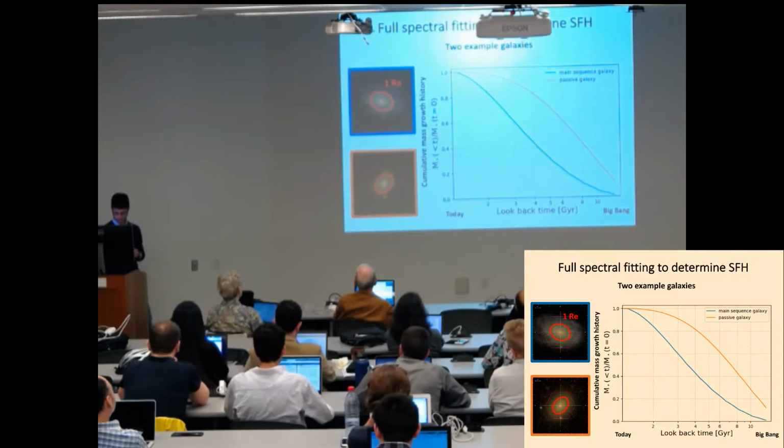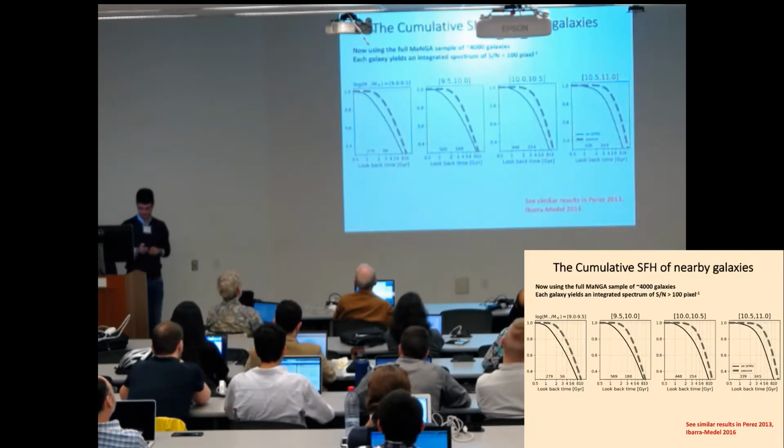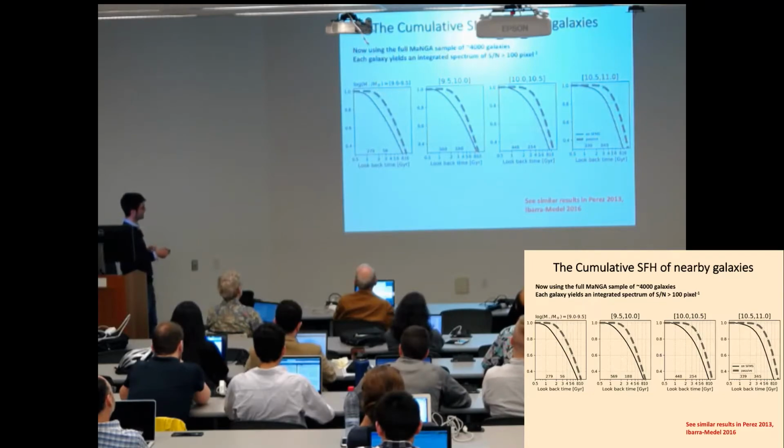So this was two galaxies. Let me generalize to the whole sample. Obviously, we cover galaxies from 10^9 to 10^11. And here I'm plotting main sequence galaxies in a solid line and passive galaxies with this dashed line. Same plot. You see the same thing.